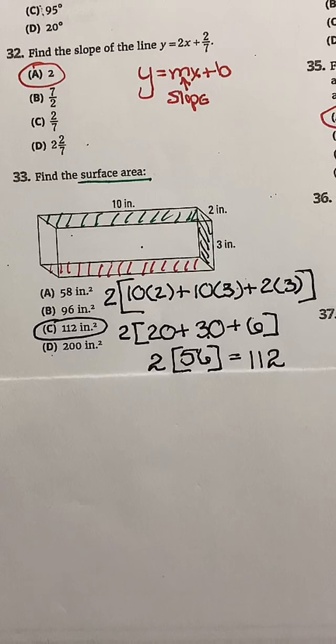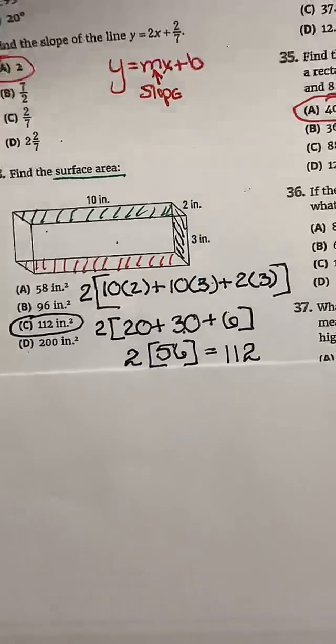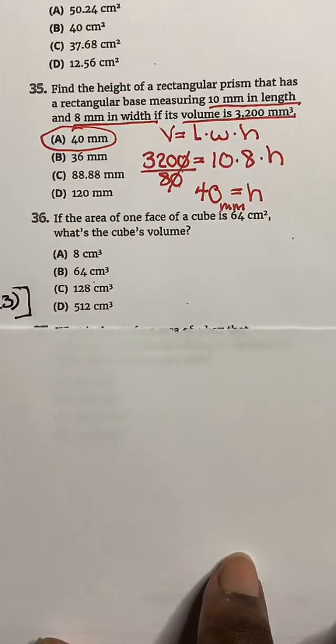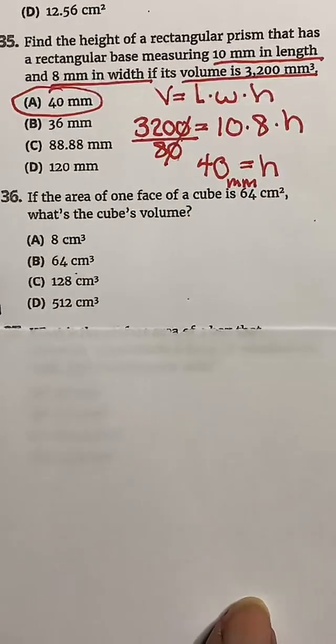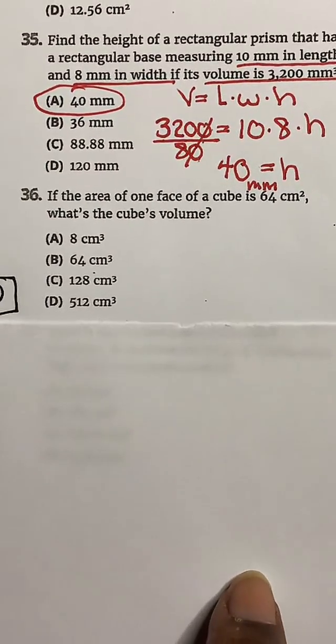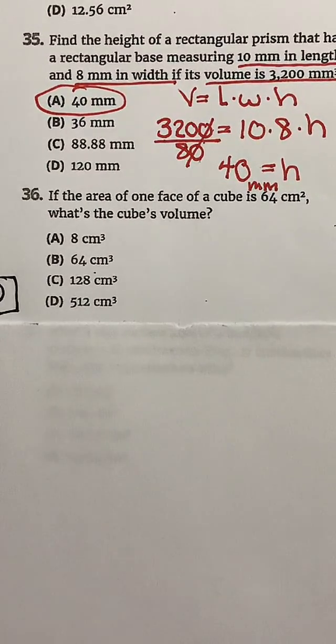So let's hit these two, and then I have to skedaddle. I know I did a couple of these problems before. All right, so here we go. If the area of one face of a cube is 64 centimeters squared, what is the cube's volume?